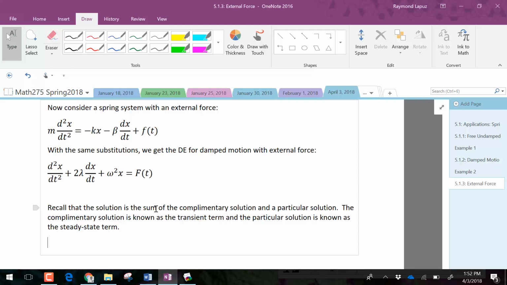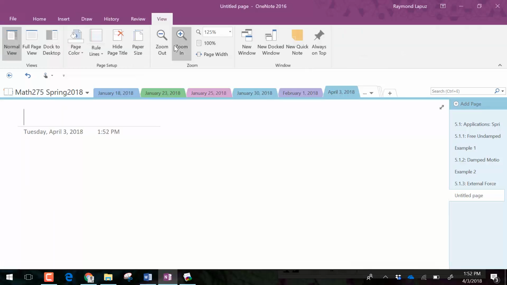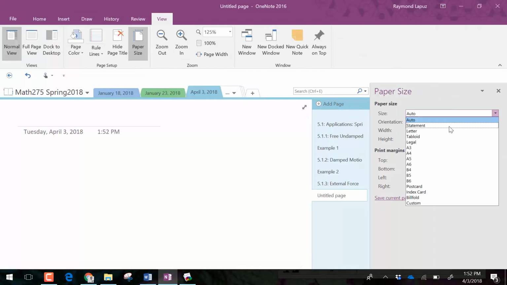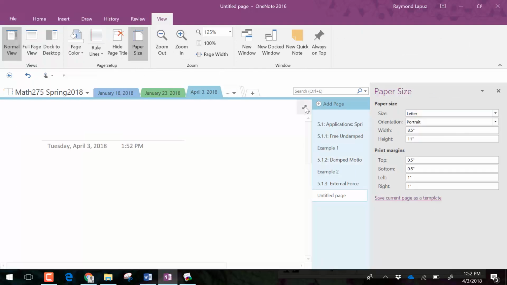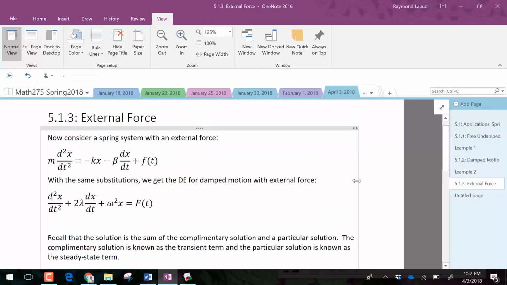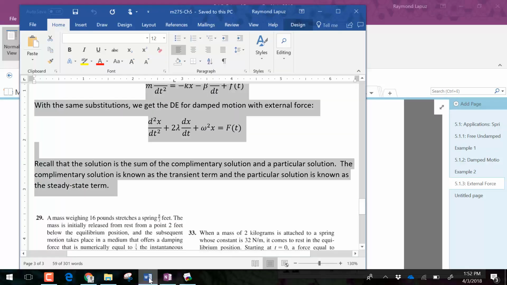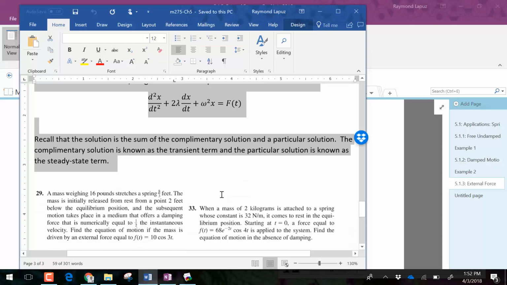Okay, so let's see if we can find an example. Something with an external force. What do they call it? Driven. They call it a driven motion.